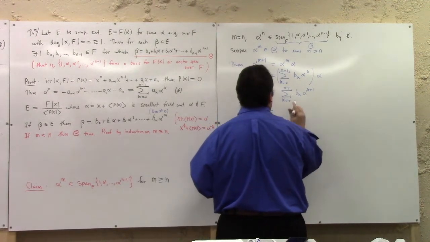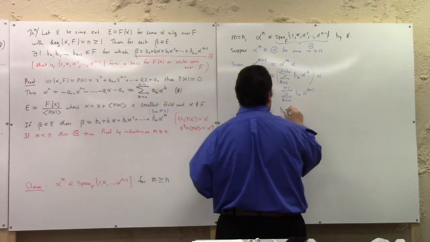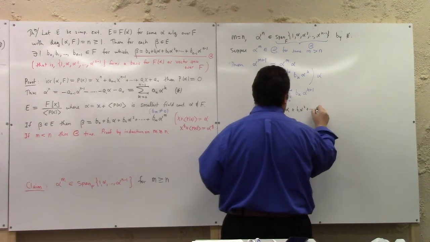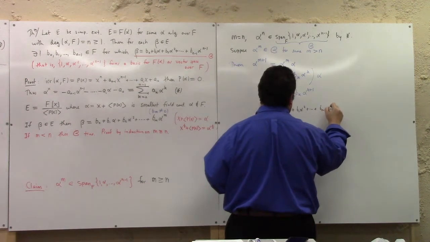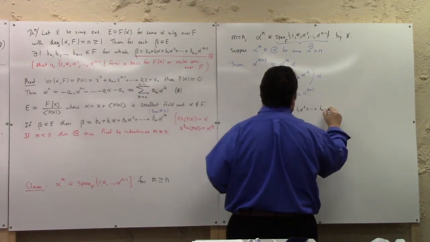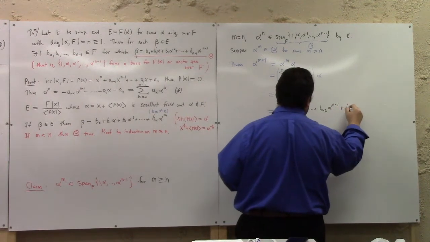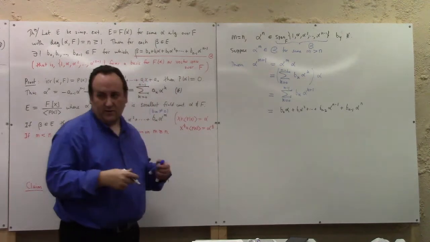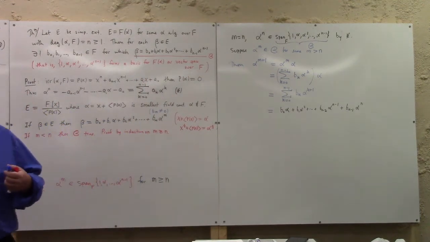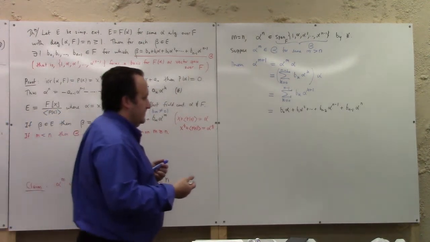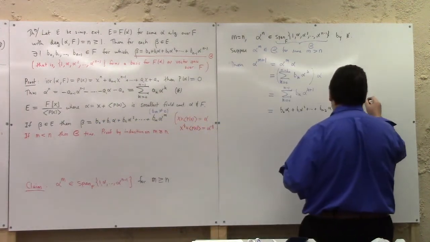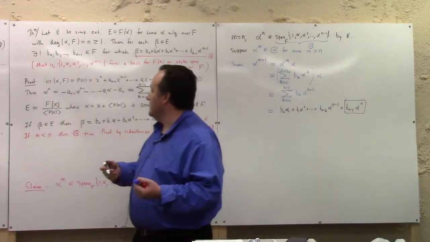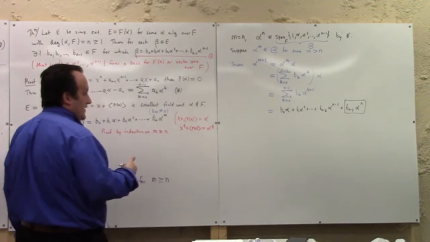This is b sub 0 alpha plus b sub 1 alpha squared plus, up to, b sub n minus 2 alpha to the n minus 1 plus b sub n minus 1 alpha to the n, right? And so we're all good here except for the last term. See that? This right here is a troublemaker. But what can we do with that?